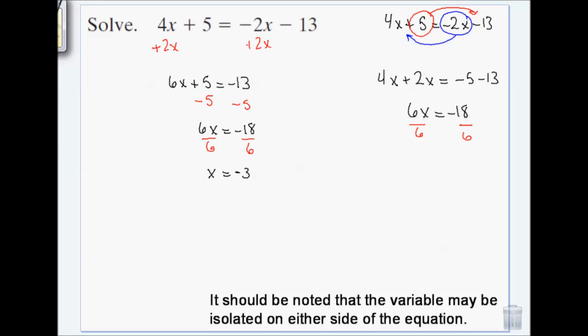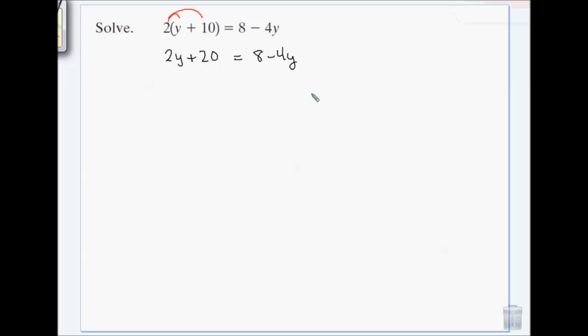No, I don't trade the 6. I have to divide by the 6. No, I can't trade him. It's multiplication. I have to do division. I did my distribution first.